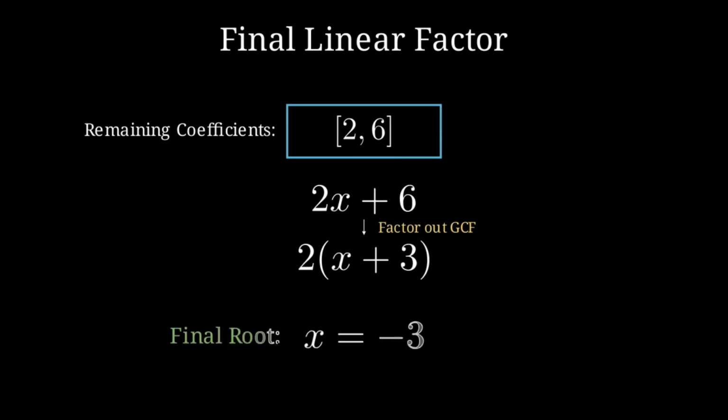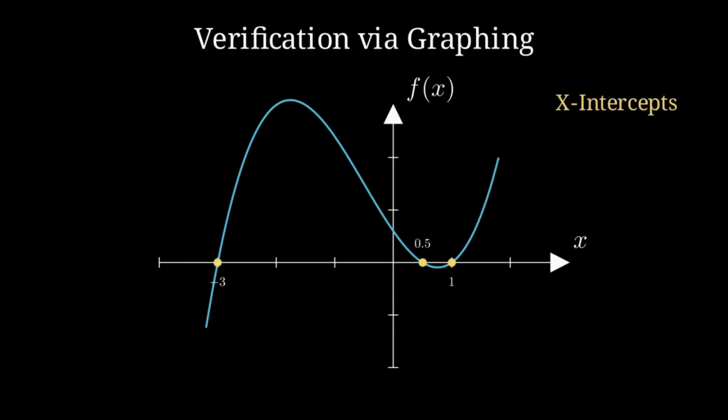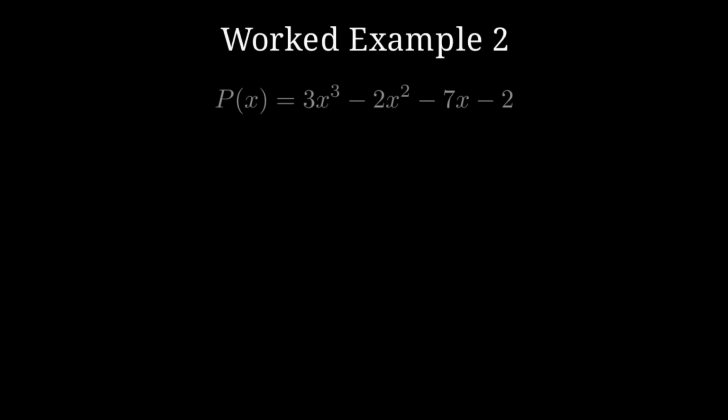We have now successfully decomposed the original cubic polynomial into 3 distinct linear components. Graphing tools are excellent for verifying our work. By plotting the function, we can visually confirm that the curve crosses the x-axis exactly at the values we calculated: -3, 1/2, and +1. Let's try one more example.